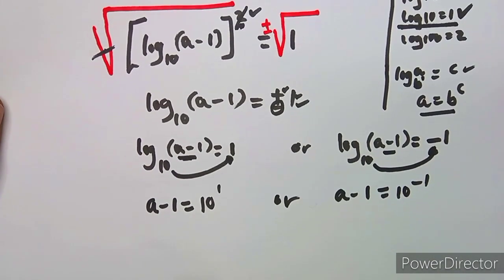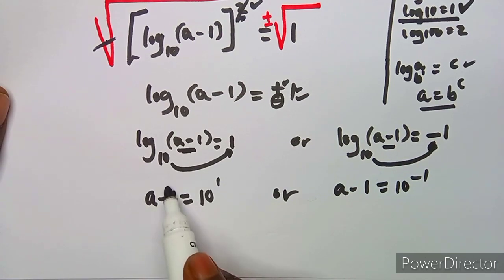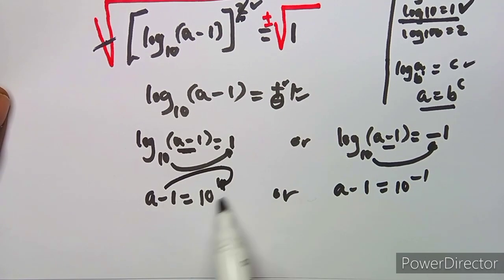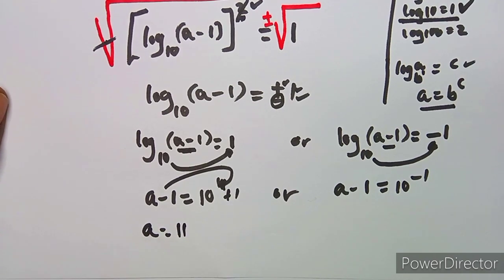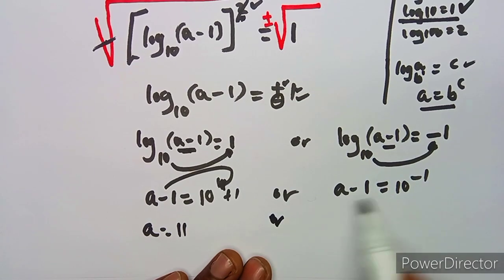All right, so if we transpose this to this side, because 10 to the exponent of 1 is 10, then transposing this minus 1 it's going to be plus 1. So we've got 10 plus 1, which is 11. So which means our a there can be 11. Or we have to solve again here.